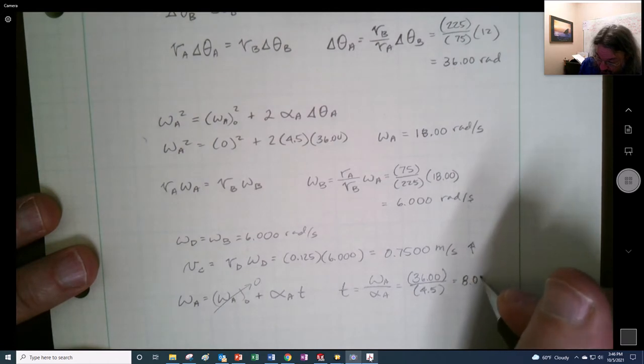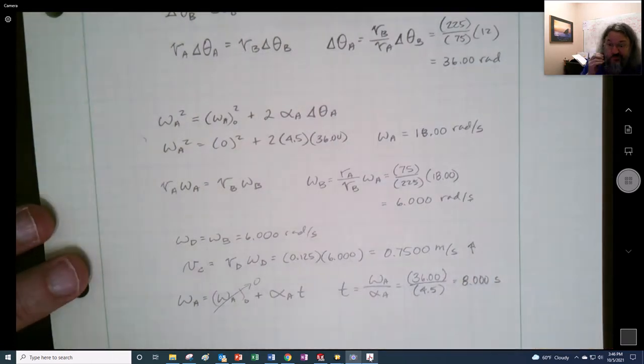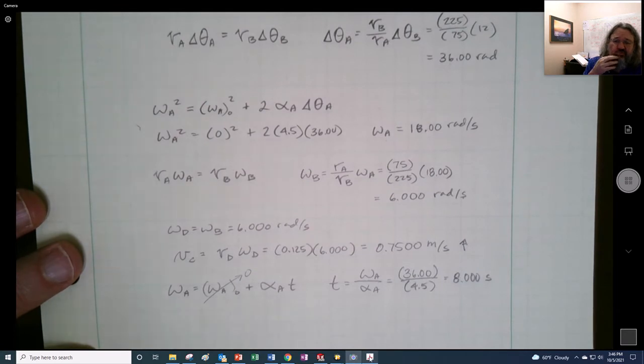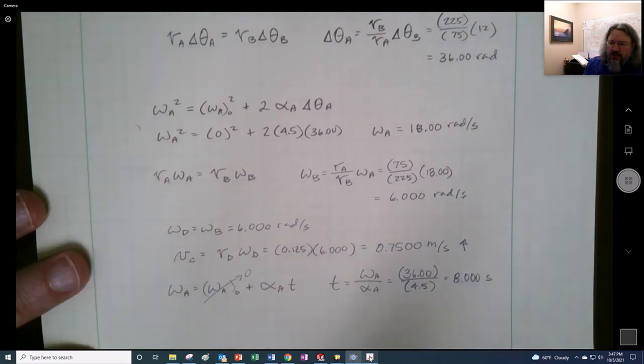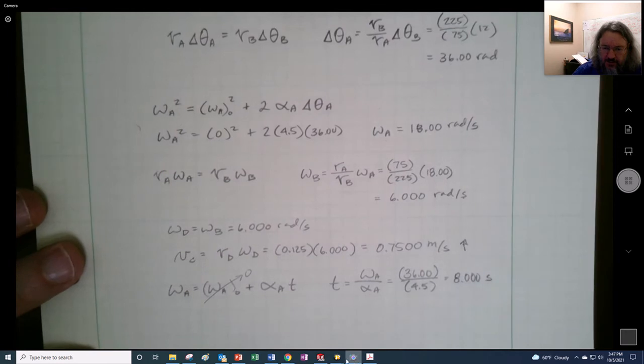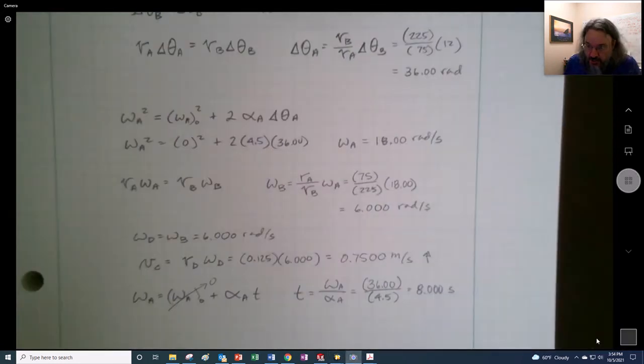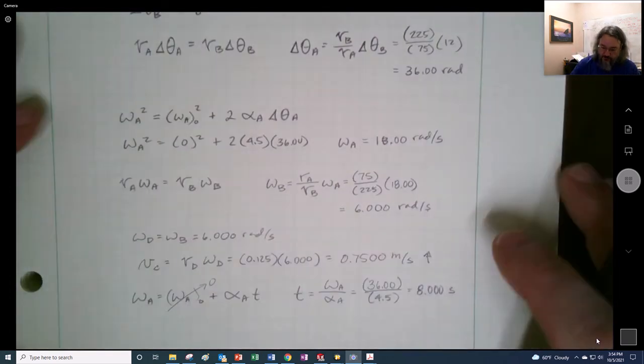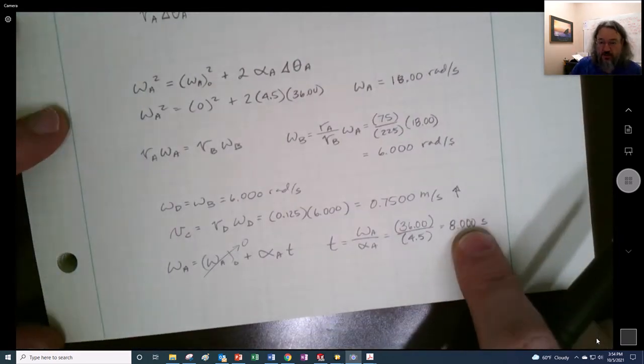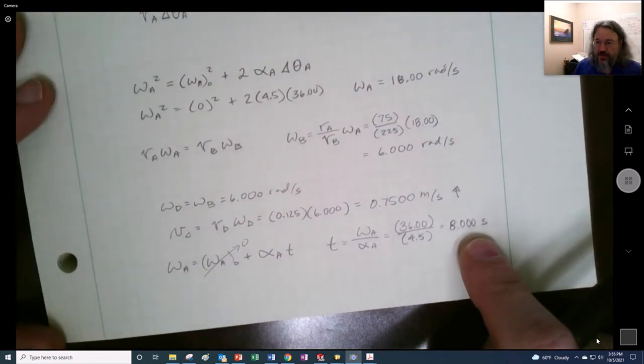I feel as though I might have made a mistake somewhere. I'm not feeling good about this. I might pause this and double check it before I confirm. Let me double check, see if I made a mistake somewhere. So I believe we got it right, and it comes out to 8 seconds.